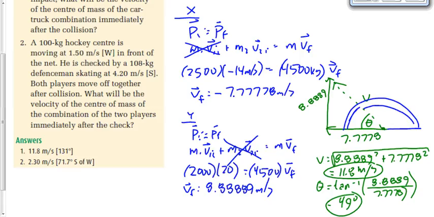Nick just asked a real good question, or pointed out something really interesting. He says, I just calculated the momentum on the x-axis, and then I calculated the momentum on the y-axis before the collision, and then did the Pythagorean theorem. What did you technically find, Nick, when you did that? If you said 2,500 times negative 14 gives me the total x momentum, and then 2,000 times 20 gives me the total y momentum, and then you combine them, what did you technically find? You found the total initial momentum, right?